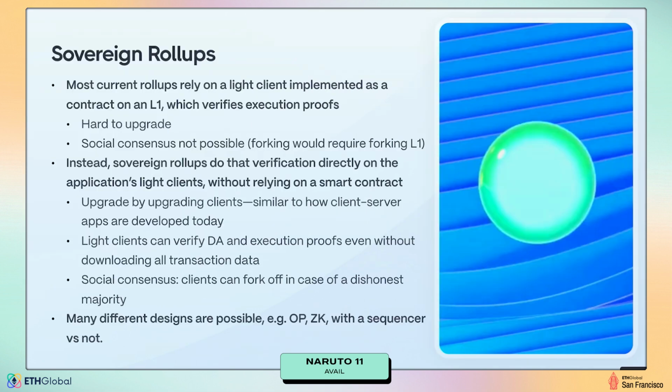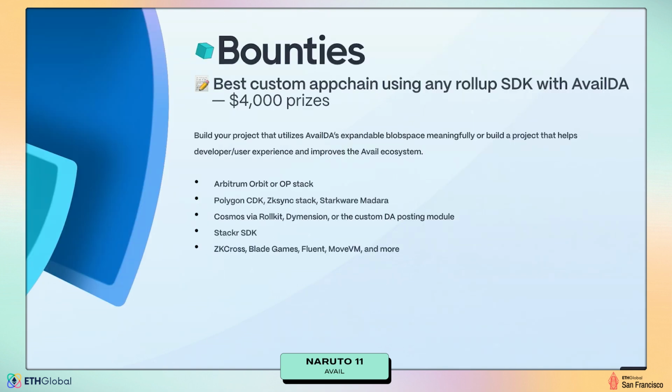We want to skip the sovereign rollup just for the sake of time, because we are low on time. I want to show you some ideas on what you can do with the Avail Explorer, what you can build on it. First, we want to go through the bounties. So bounties are basically, you have a custom app chain. You can build a custom app chain using any rollup SDK. So this means that you have Arbitrum Orbit, you have OP stack, you have Polygon CDK, you have zkSync stack. So you can use any of them.